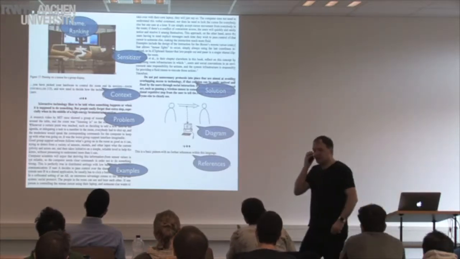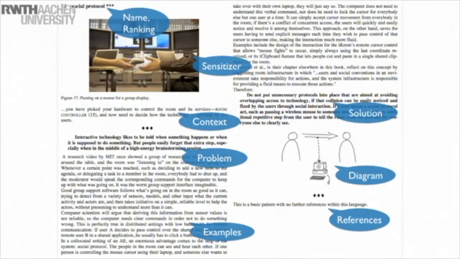So HCI design patterns are basically a way to write down knowledge about good user interface design for a particular domain. For example, here, meeting rooms. And they're all structured in the same way. This is taken from a collection of patterns that I wrote a couple years ago. And they help us to quickly learn about a new domain and how to design good interfaces in that new domain.